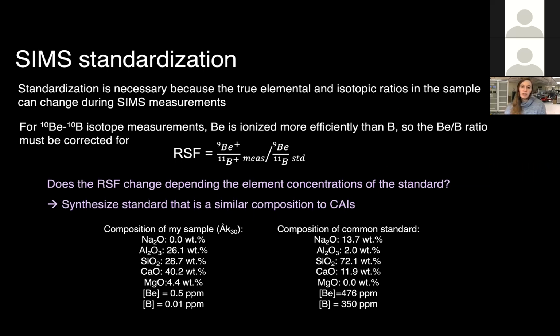And so something that I needed to know before I even started my analyses is, does this factor change depending on the elemental concentration of the standard? So I've listed here a composition of my sample that has a very low beryllium and boron concentration. And here's a composition of a common standard that I've used. And you can see that it has a much higher concentration of beryllium and boron and way more silicon than my sample. So I wanted to make sure that this wasn't going to be a problem.